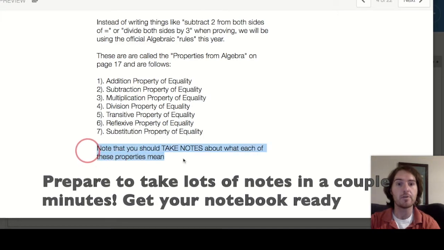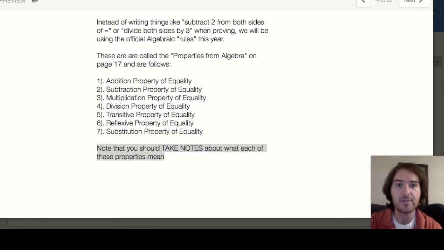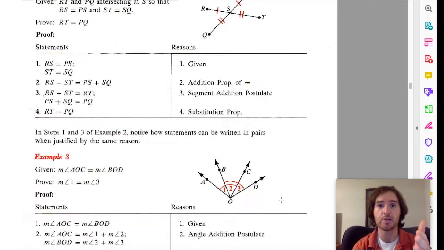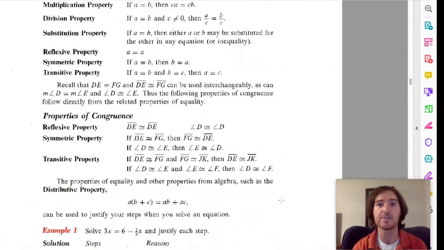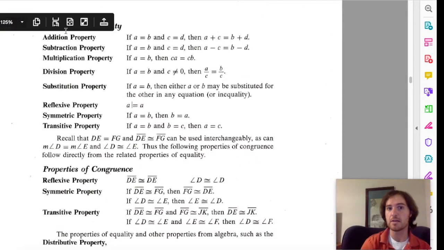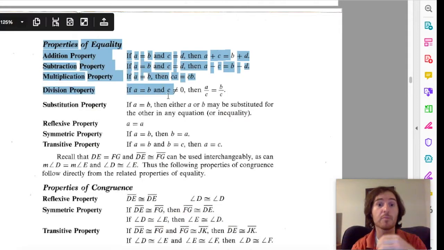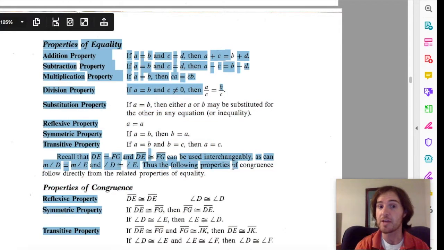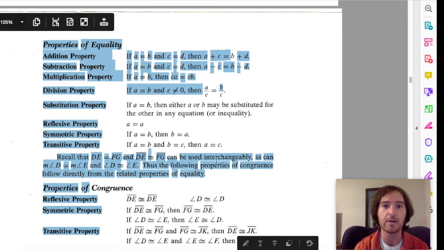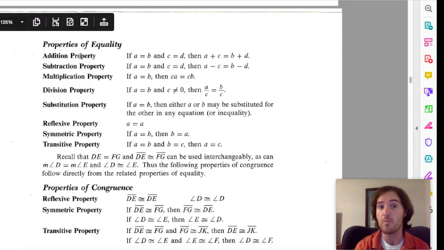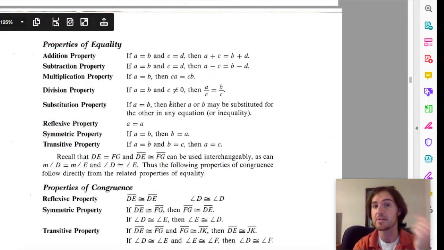Note that you should take notes about what each of these properties mean. So let me just go to the textbook for a second. Let me go to the textbook. And on page 17, so here is the section 1.4, and here's page 17. So here's probably right here. This is the properties of equality, the properties from algebra. You'll have to know this here. I'll be using these all year long. So definitely when you read this, read this later. And I'll be going through most of these right now, actually. Maybe take notes and hear what I'm saying about these.